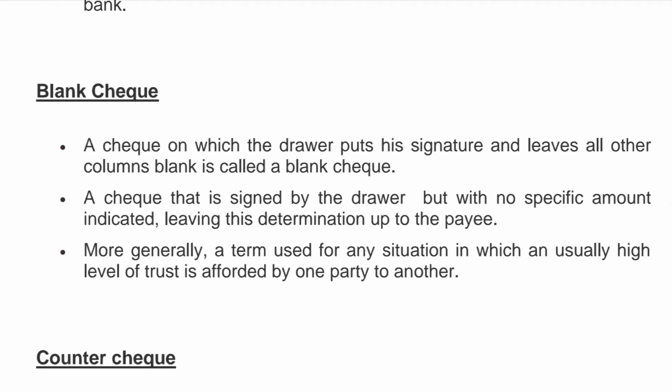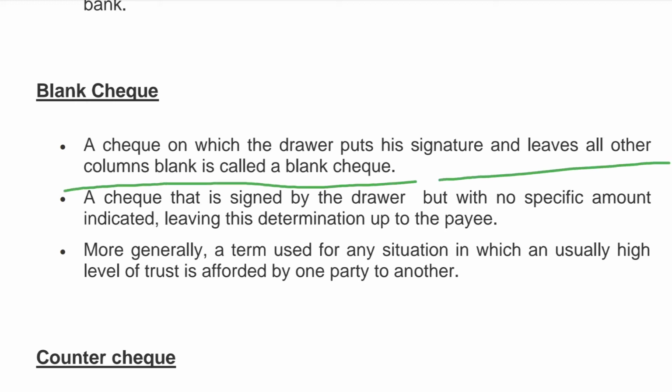Now we will discuss the blank check. A check on which the drawer puts his signature and leaves all the columns blank is called a blank check. So in a blank check, the drawer only puts his signature and leaves all the other details to be filled up by the payee. More generally, blank checks are presented in a situation when both the parties have a high level of confidence between them. So when the parties have a high level of trust, they offer a blank check.